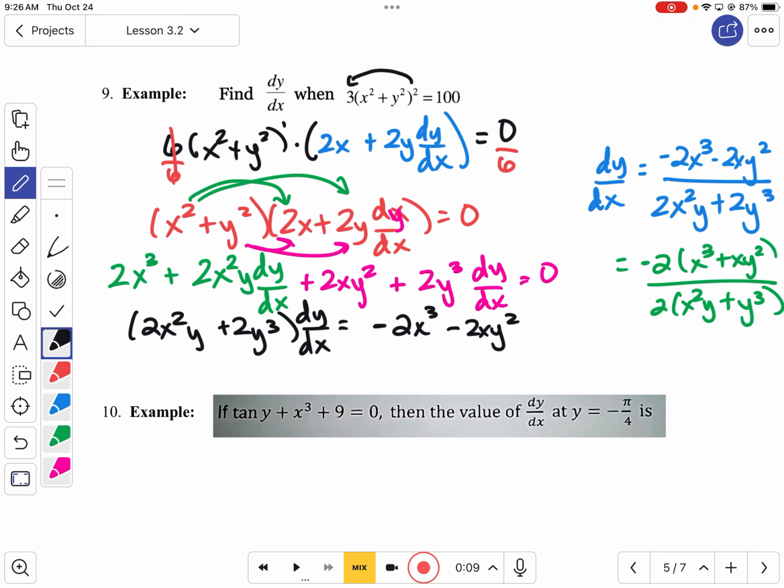In doing that, you will often see this written as equals, and they'll put the negative out to the side, over x squared y plus y cubed. I'm not really sure why they do that, but they do. If you leave it on the top, I will still count it correct, so don't feel like you have to do that, but just know in a multiple choice, they might do that.